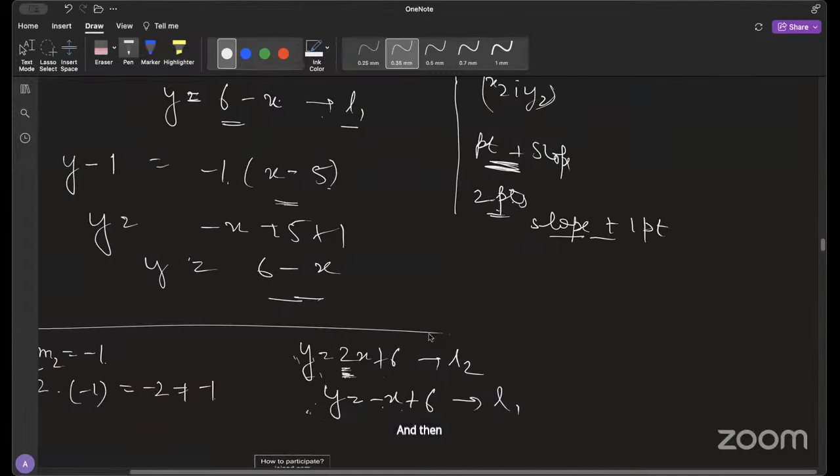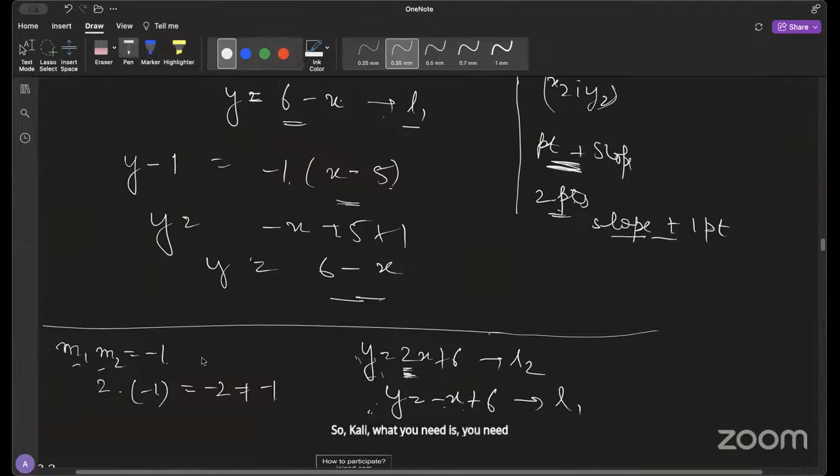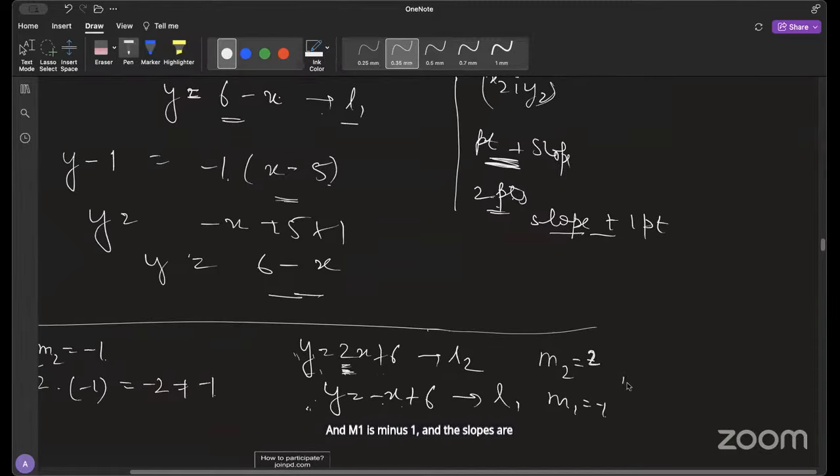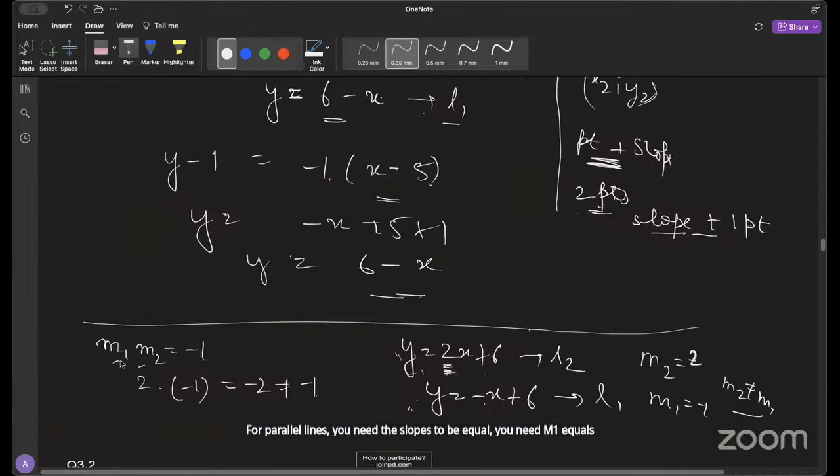And then you check for parallel. So for parallel, what you need is the slopes to be the same. So the slope of line 2, m2, is minus 1, 2. And m1 is minus 1. And the slopes are not equal. m2 is not equal to m1, that means they're not parallel, right? For parallel lines, you need the slopes to be equal. You need m1 equals m2, and for perpendicular, you need this.